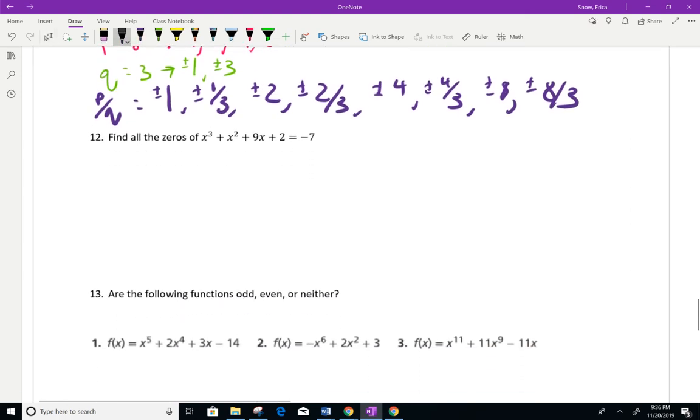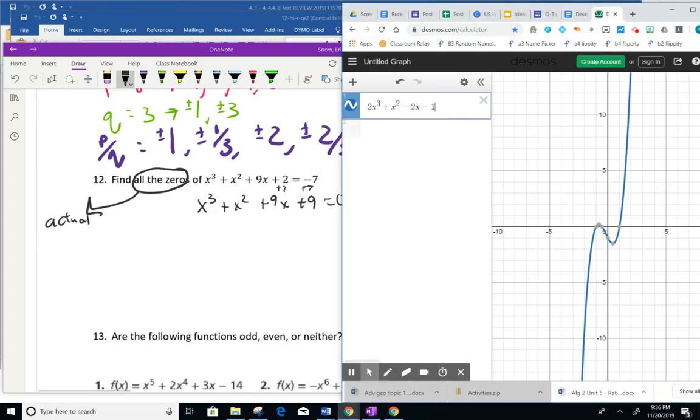For 12, we're going to find all the actual zeros. So when it says all the zeros, this is the actual zeros. So we're going to have x cubed plus x squared plus 9x plus 9, because we have to move that 7 over. And we're going to start by graphing this to get our real zeros. And hopefully at least one of them is rational. So we get x cubed plus x squared plus 9x plus 9.